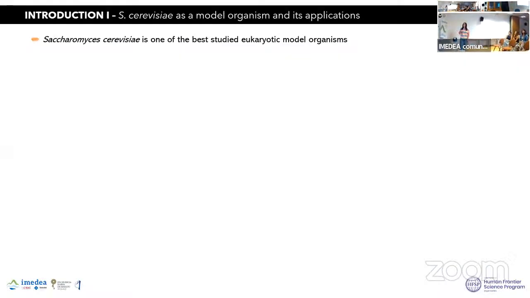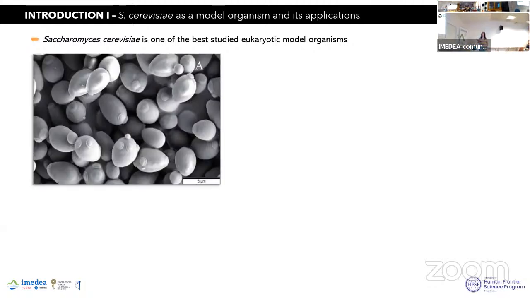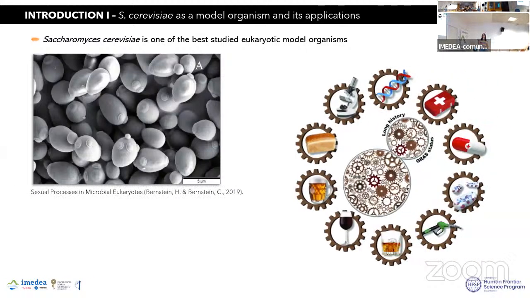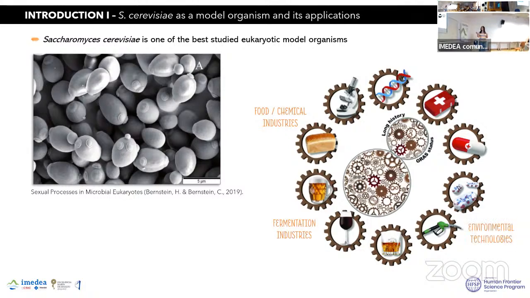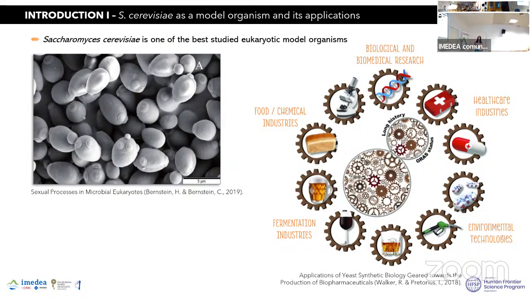First, I need to introduce Saccharomyces cerevisiae, which is one of the best studied eukaryotic model organisms. These are the yeasts we are working on. Normally, these yeast cells vary a lot in size, and there are a lot of applications for yeast, as most of you know: in food and chemical industries, fermentation, environmental technologies for a more sustainable environment, also healthcare industries, and of course, biological and biomedical research.